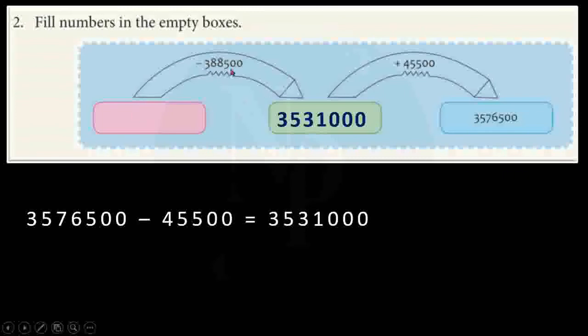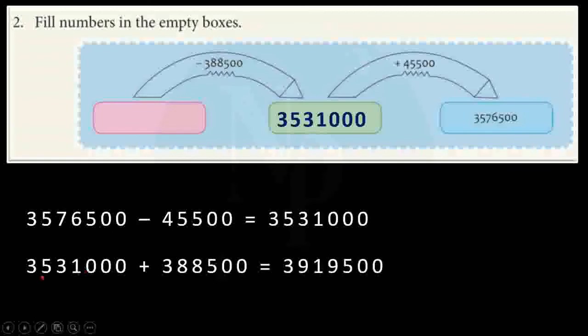So let us add these two to get this number. 35,31,000 plus 3,88,500. On adding these two numbers, you will get 39,19,500, which is to be filled in this box. So like this, you can find the required numbers and fill in the empty boxes.